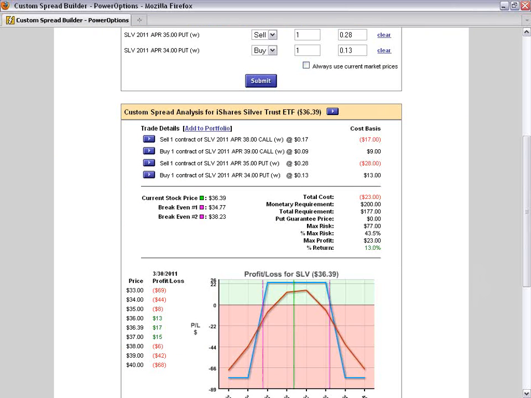Wow, look at that. Something interesting happened, didn't it? This is the same exact risk-reward profile. We used the parity trade. Instead of doing the bull call debit spread with the 38 and 39, I'm sorry, the 35 and the 34 call, we did the bull put credit spread. But now our maximum profit is $23 or 13%, and our maximum risk is only $77.